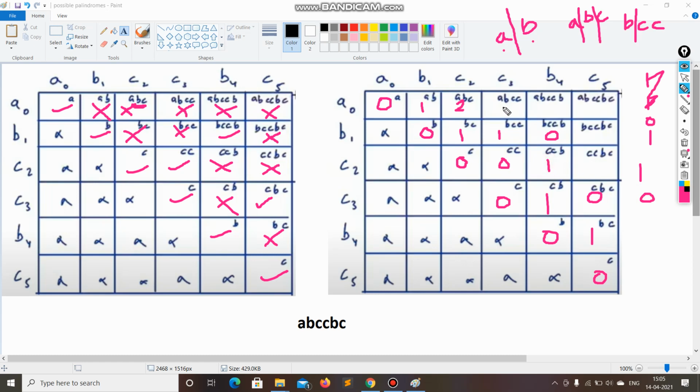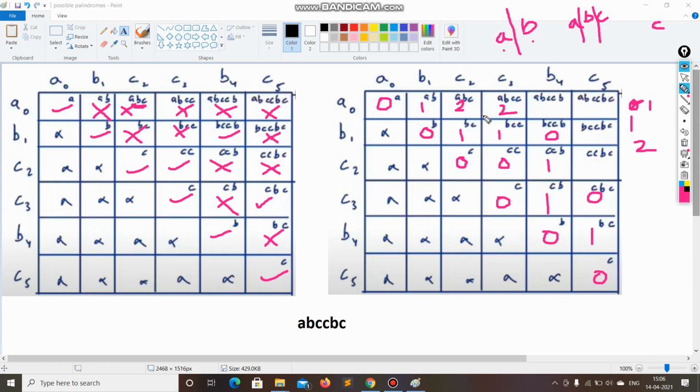Same with ABCC also. A, 0 plus 1, 1. For ABCC also, 0 plus 1, 1. 1 plus 0, 1. 2 plus 0, 2. What is the minimum? 1. So 1 plus 1, 2. 2 cuts are required. So like this, you should fill up this table.